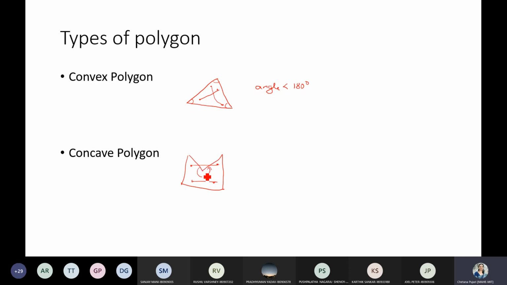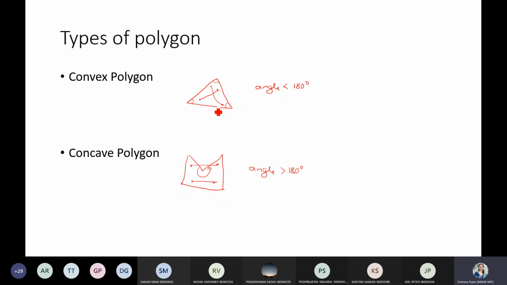This is inside the polygon. If it is a straight line, then it will be 180 degrees because we are taking the complete angle. So at least one angle will be greater than 180 degrees. So this is a property for your concave polygon. I hope it's clear. So we have two types of polygon based on where the line segment resides, right?